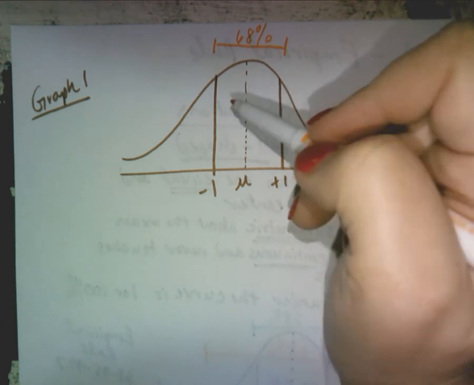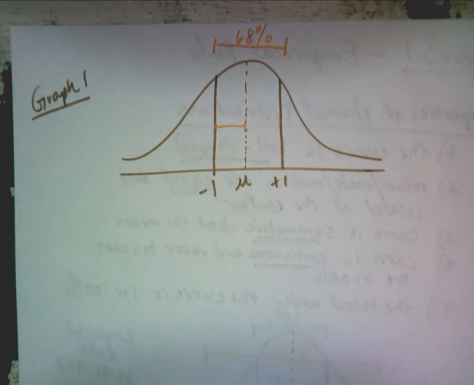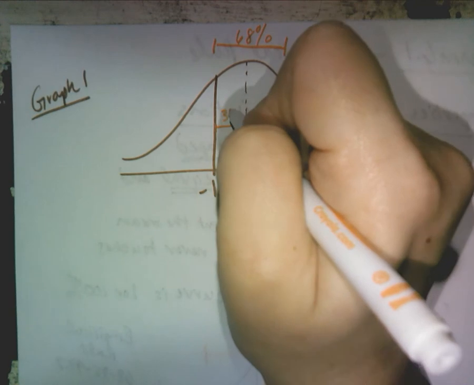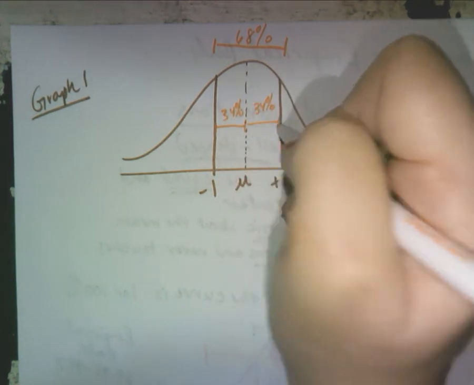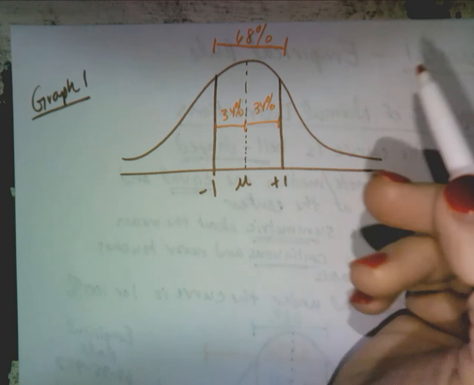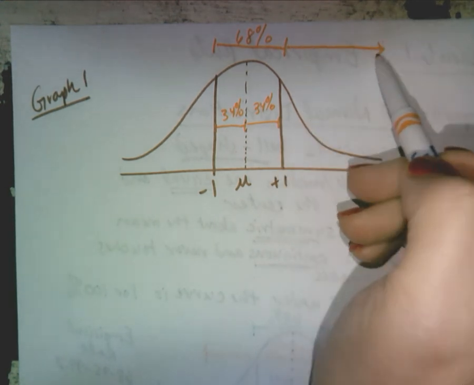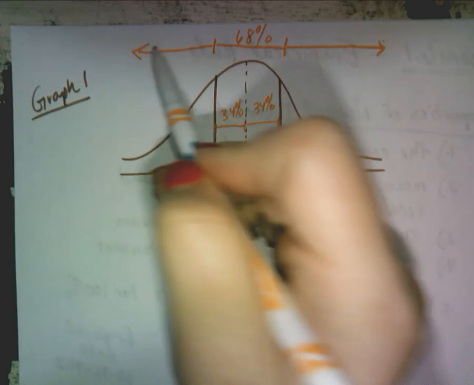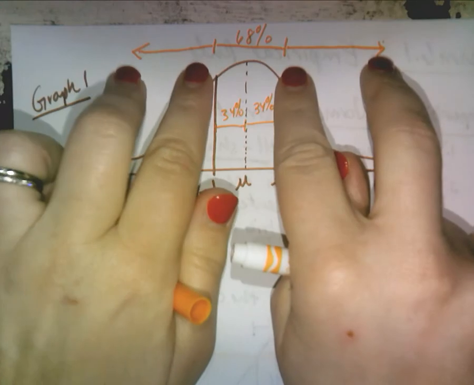Then how much would be from here to here? Logically, what are you doing? Dividing in half. So 34 here, 34 here. Does that make sense? Okay. Then how much is left of the data from here and here? And tell me how you figured that out.